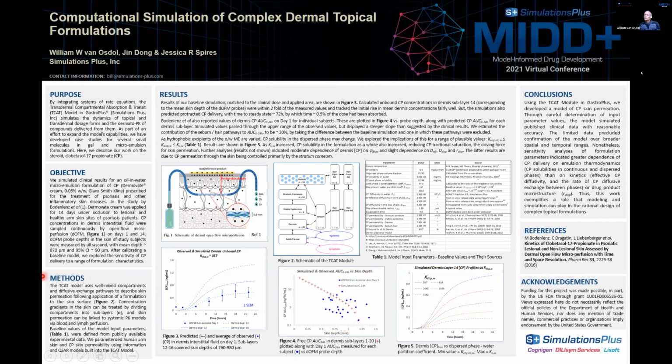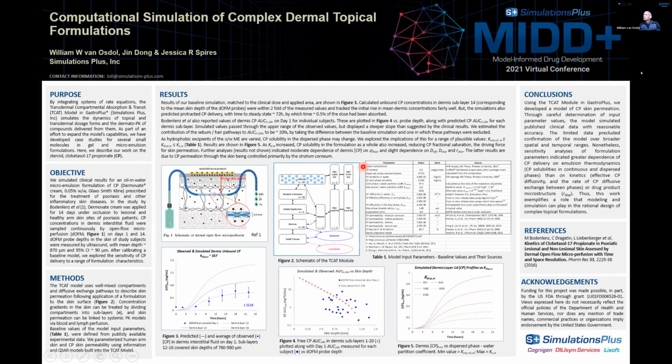Baseline values of the model input parameters were defined from publicly available experimental data, and we parameterized human arm skin and clobetasol propionate skin permeability using information and QSAR models built into the TCAT module. Here in figure 2 is the schematic of the TCAT module showing the formulation and skin layer compartments, and the pilosebaceous unit compartments. The arrows indicate pathways for partitioning and transport, and the connection to the rest of the body is shown through the blood and lymphatic perfusion.